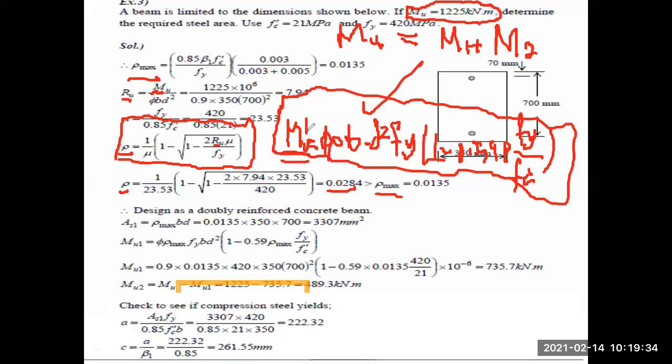M1 equals phi rho b d square fy times 1 minus 0.59 rho max fy over f sub c prime, with rho equal to rho max. Once you plug in, you get M1. What is the point of getting M1? So that we know how much of the moment we need to design for what is left in the tension zone.